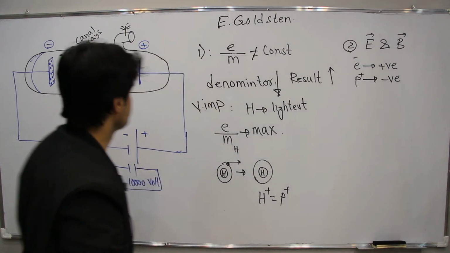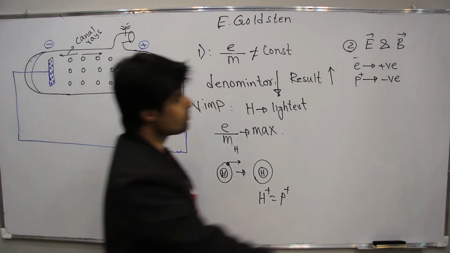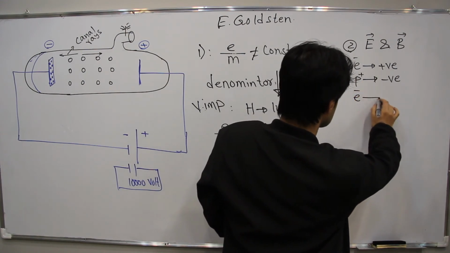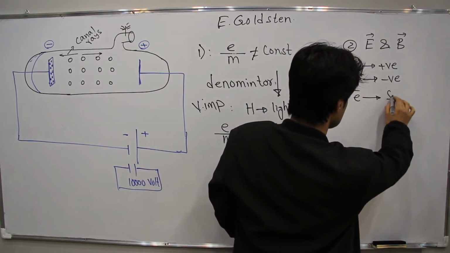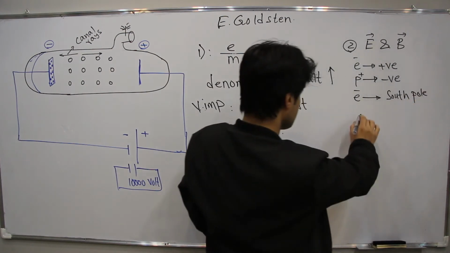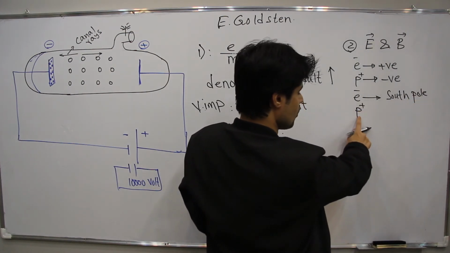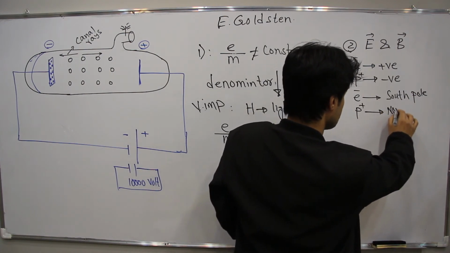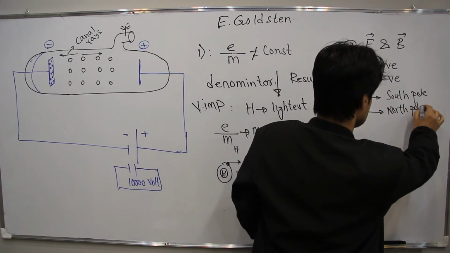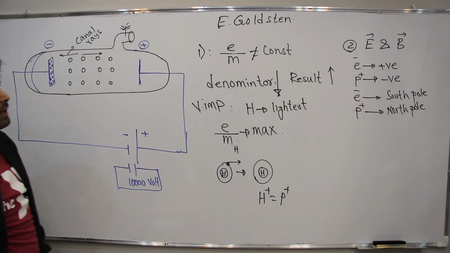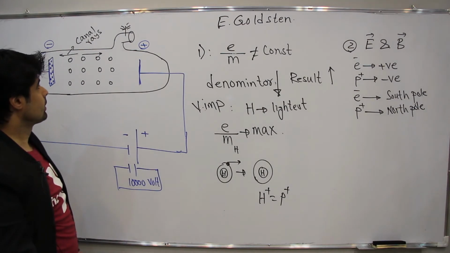And also, in magnetic field, electrons, they were attracted to the what? To the South Pole. But these protons or canal rays, they are attracted to the North Pole. This is another difference which we have in canal rays.